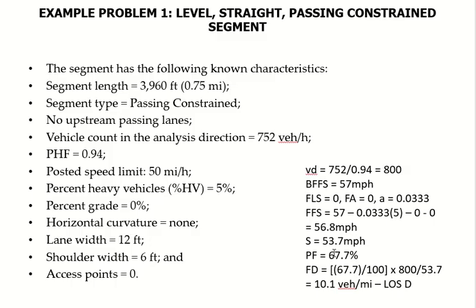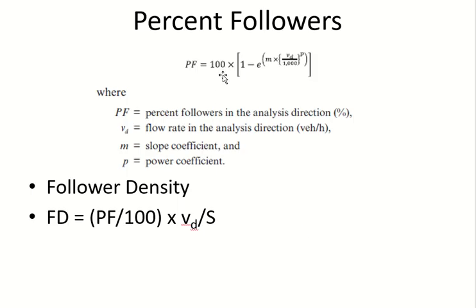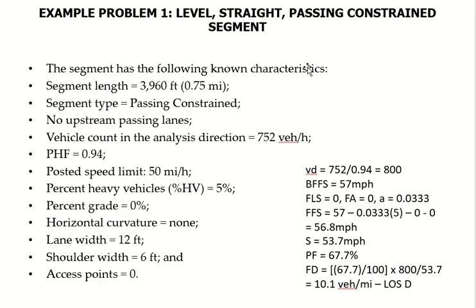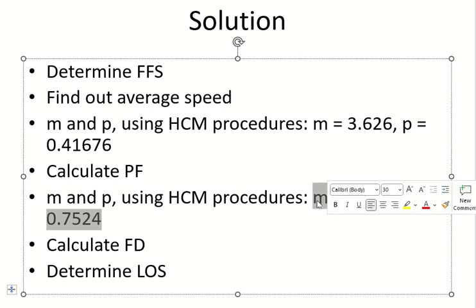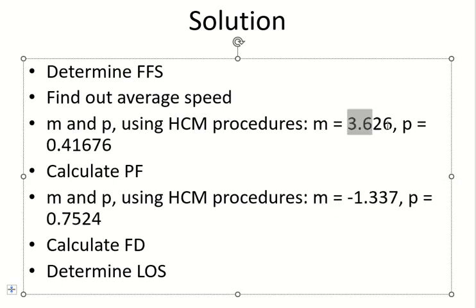Then I will calculate percent followers. Percent followers has this equation. You can see M and P again. So what are these new M's and P's? You will take the second set from here. And here you can see M can be positive for one case and negative for the other case, so you have to be careful. You cannot make them equal, and you cannot round them off, because it's completely different.